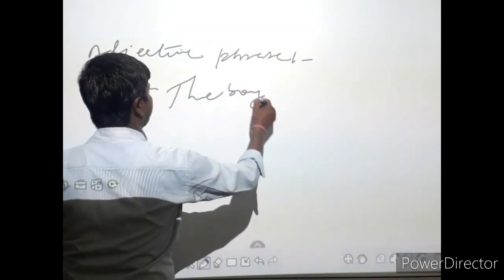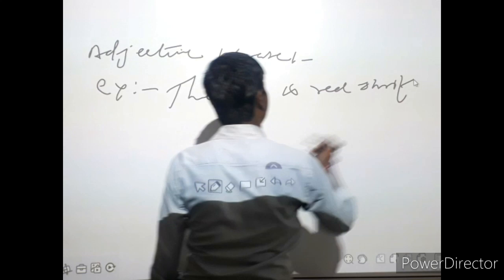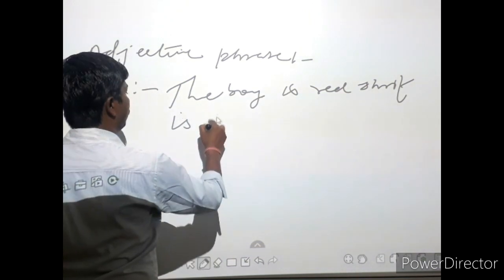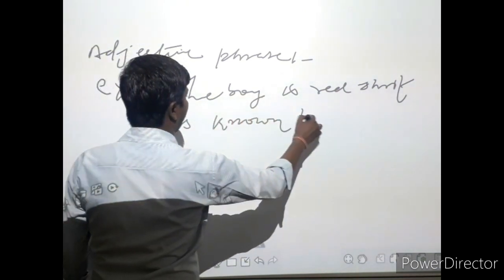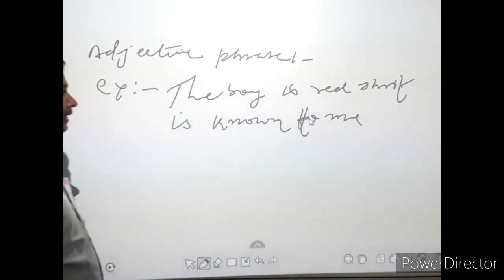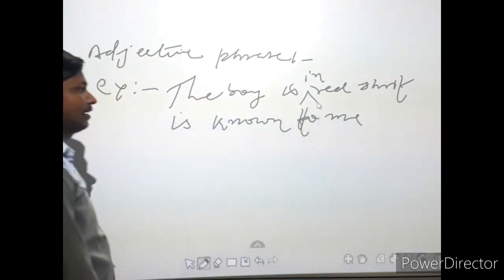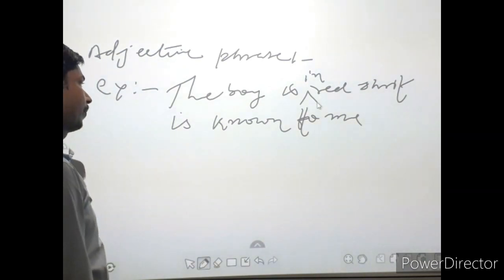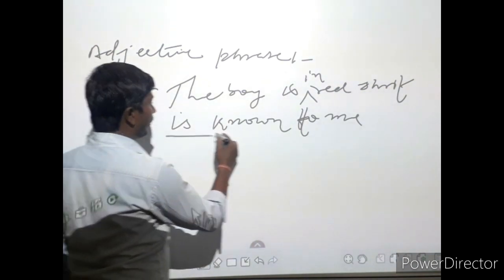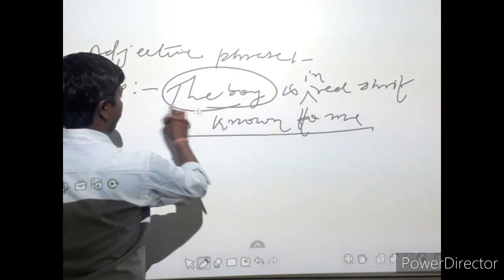The boy in red shirt is known to me. Here, you can ask the question, who is known to me? Who is known to me? A boy. You can see a boy.